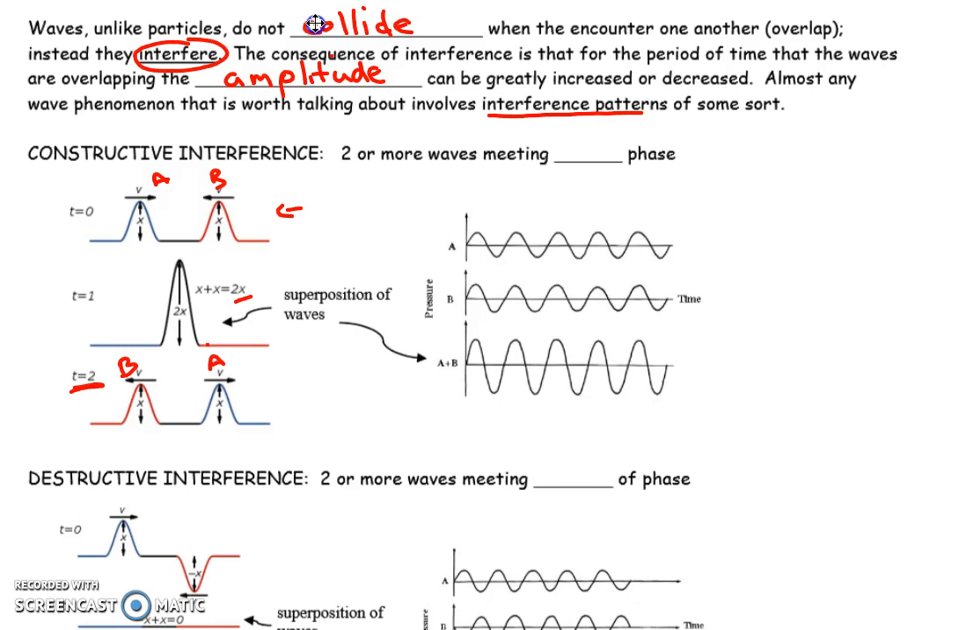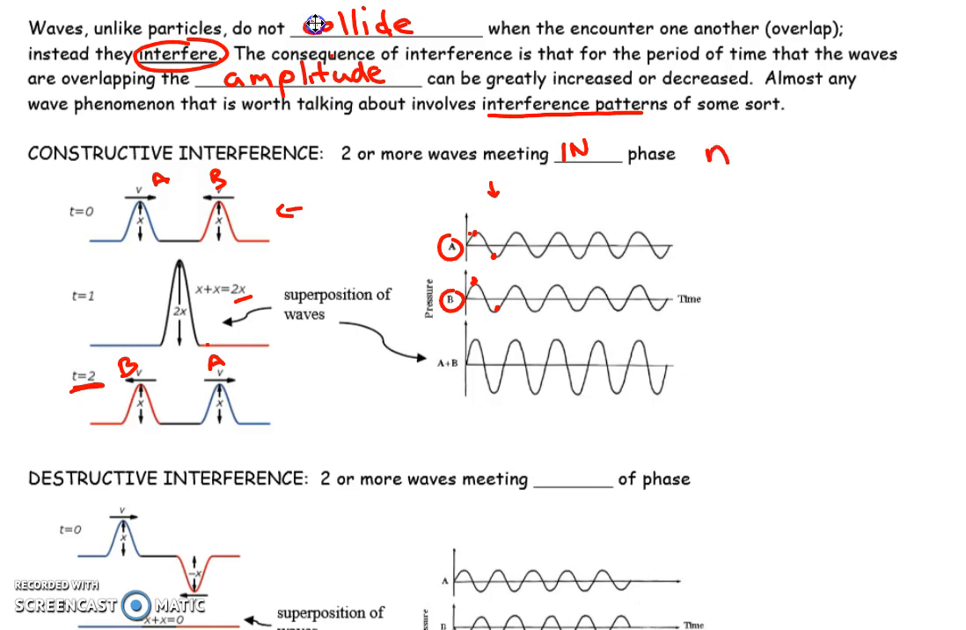If we have wave trains, if we look at the series of wave trains, we have wave A, we have wave B, and note that they are in phase with one another. In other words, when one is a crest, the other is a crest. When one's a trough, the other is a trough. So the key thing about constructive interference is the waves must meet in phase.